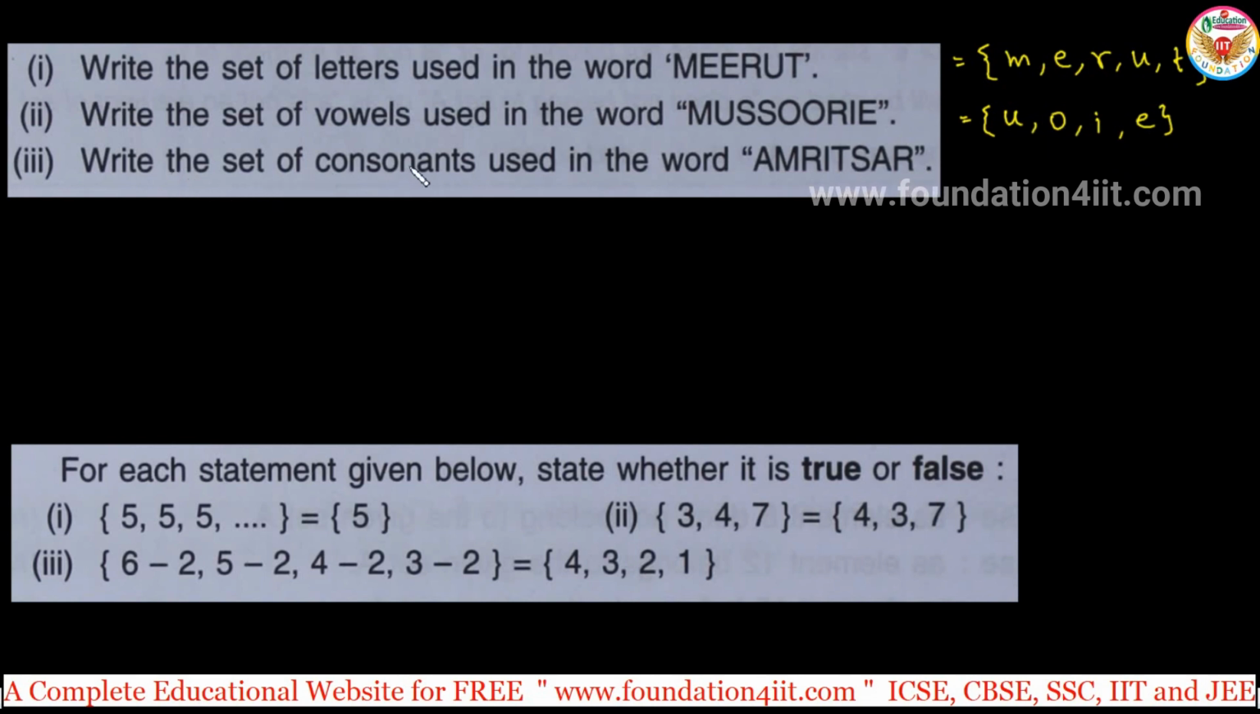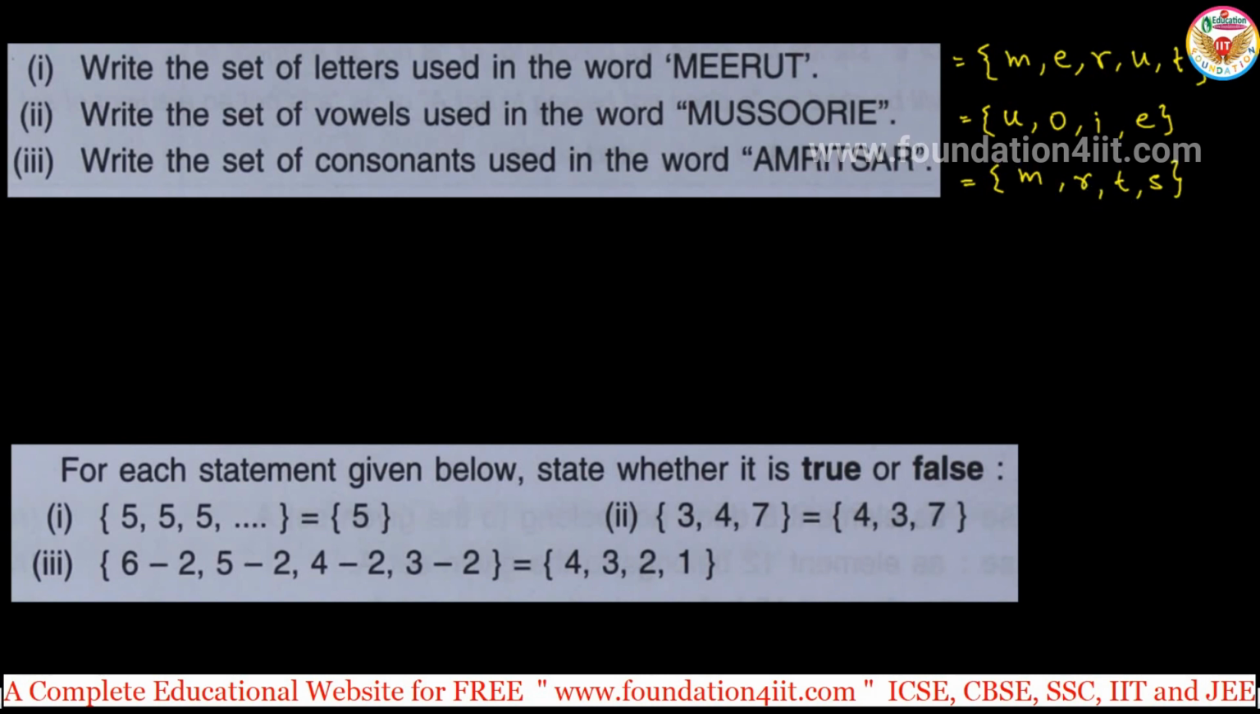Write the set of consonants used in the word. Only consonants, so other than vowels, consonants. That is m, r, t, s. Only one time you should write. A is a vowel, should not write. Again I, those should not write. So m, r, t, s.